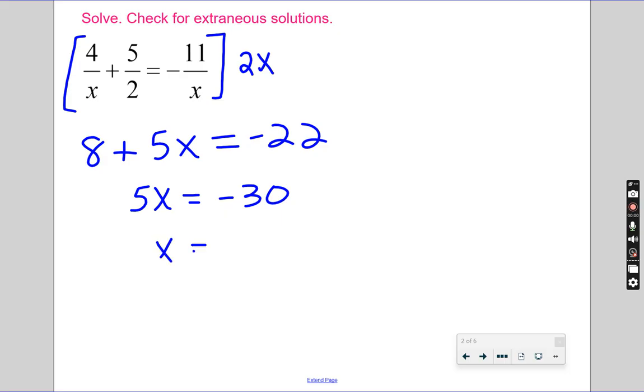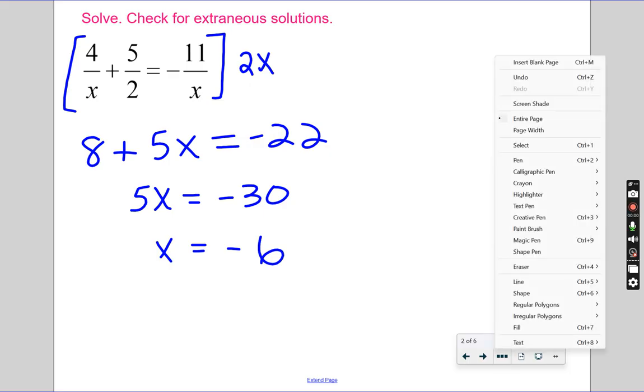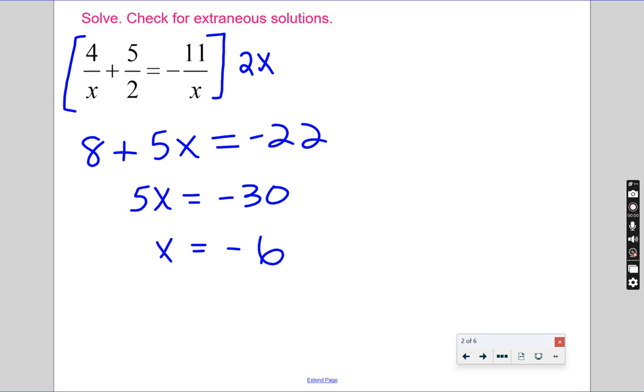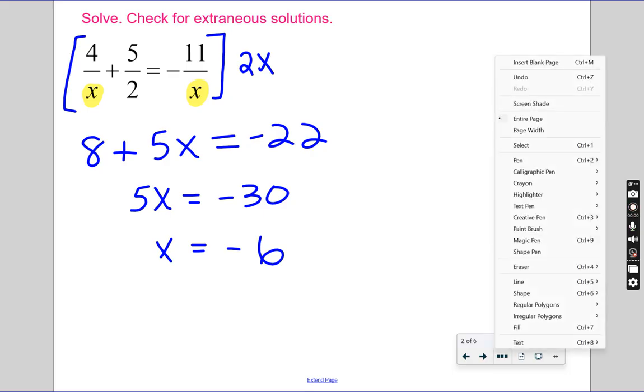x equals negative 6. Before you circle your answer, it says check for extraneous solutions. There are some values that you may actually solve and get an answer, but if you plugged it back in, that would be an issue. So you don't have to plug it into the whole equation. All you have to do is look at these denominators. Remember on the very first day of this unit, we listed out excluded values? Like what number could I plug in for x that would create a 0 in the denominator?